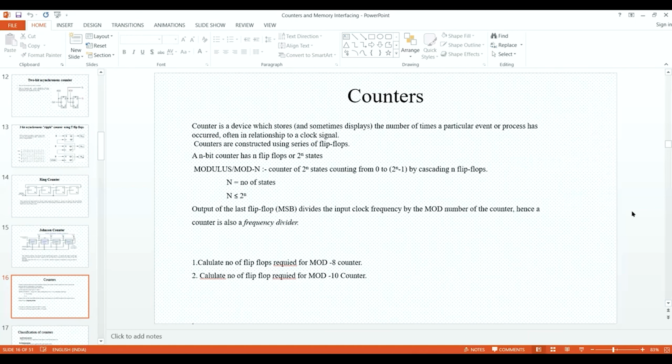This is the exercise I'm leaving to you: how many flip-flops are required for a mod 8 counter and a mod 10 counter? You can tell me.